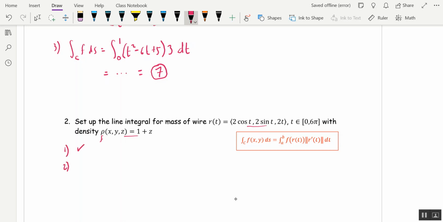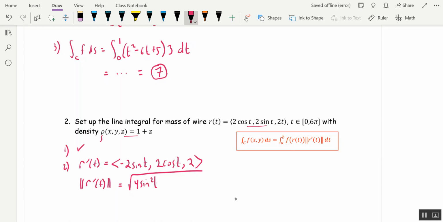Step 2, we need r prime of t and its length. So r prime is -2 sine t, 2 cos t, and 2. So the length of r prime of t is square root 4 sine squared t plus 4 cosine squared t plus 4. Now, I can factor a 4 out of these two terms, and then cosine squared t plus sine squared t is 1, so I get square root of 8.